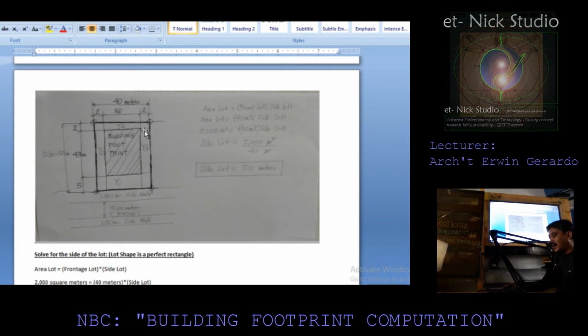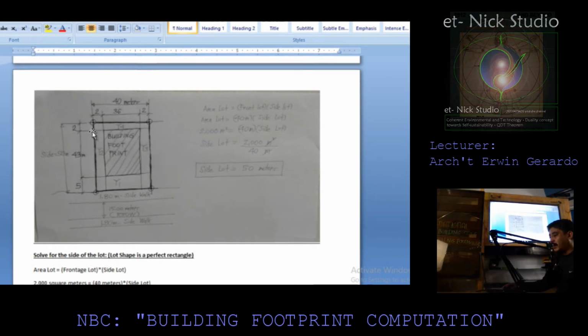So take note that the rear of the lot has a setback which is actually 2 meters. And the setback in front is 5 meters as indicated. And sideways, it has 2 meters. So if we deduct the setbacks from 40 meters, we have actually 36 meters. So this is already the building footprint. While at the side, we need to deduct the setbacks, which is actually 2 meters plus 5 meters, which is actually equivalent to 43 meters.